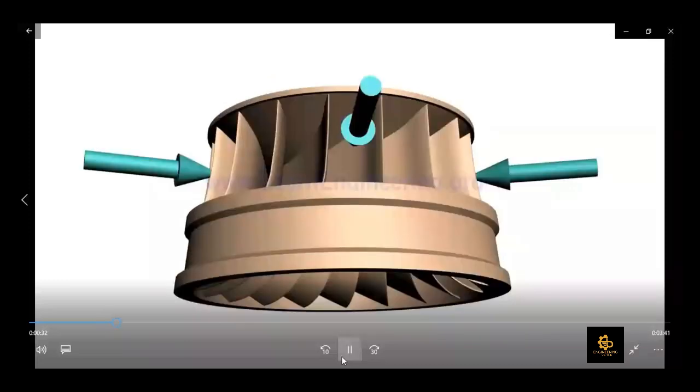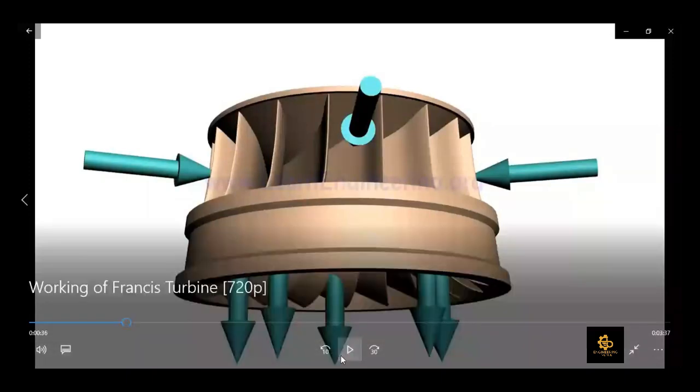Okay, so you can see here we have these blades. They are the wicket gates, or we can call them guide vanes as well. These blades are where the water is entering, and then there are certain blades which are runner blades at the bottom. So water is going to enter from here radially, and it would be discharged axially downward.